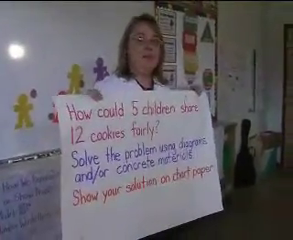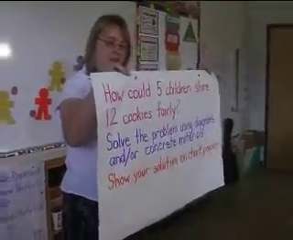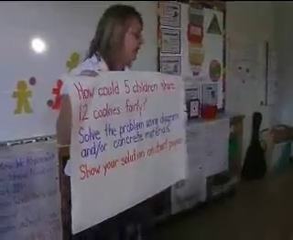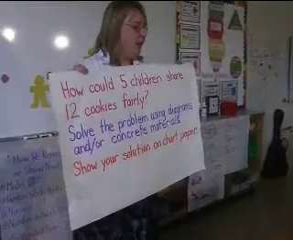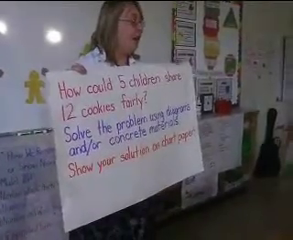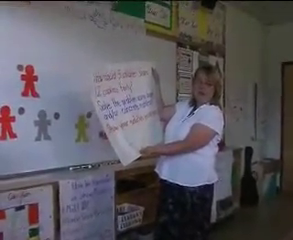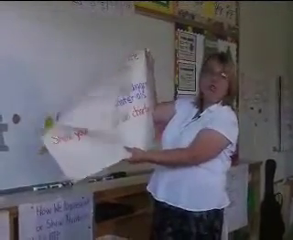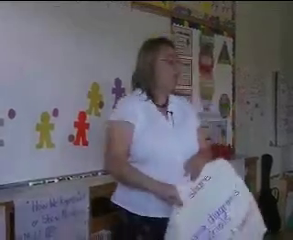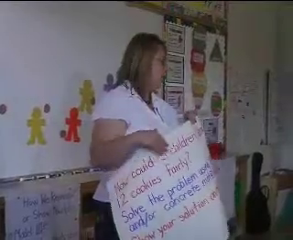So now, our problem is, how could five children share 12 cookies fairly? So you need to think about how five children are going to share 12 cookies. And if you notice in purple, it says, solve the problem using diagrams and/or concrete materials and show your solution on chart paper. Mr. Gracie and I have everything you need to solve this problem on the side table.